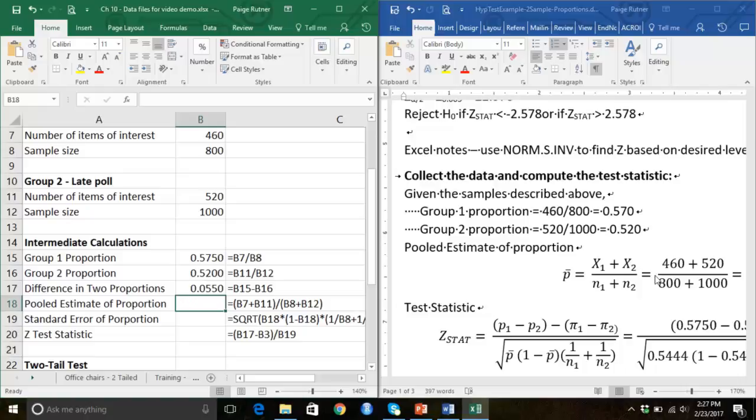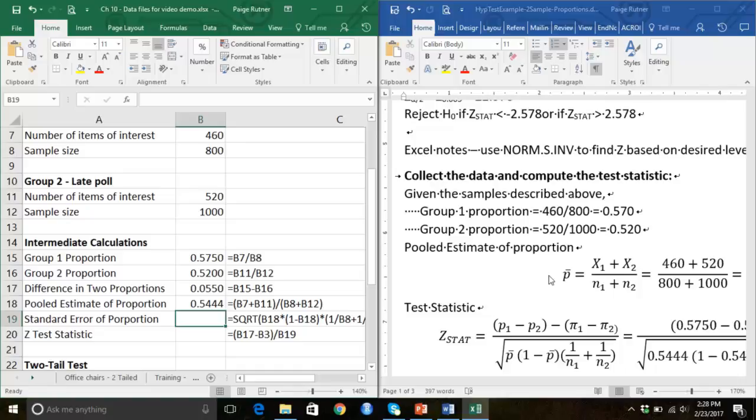All right, then for my pooled estimate, I'm going to take the sum of the people who favored my candidate in the two polls, divide by the sum of the total number of people we surveyed in the two polls. And so that's going to be the 460 plus the 520, and then I'm going to divide by the 800 plus the 1,000. And so that gives me a pooled estimate across the two samples of 0.544. And just as a reasonableness check, we can see that that number falls in between the two proportions, and you would expect that it should fall in between the two proportions.